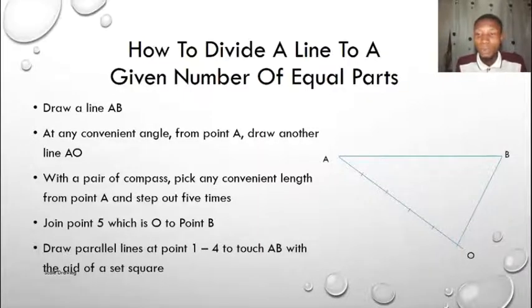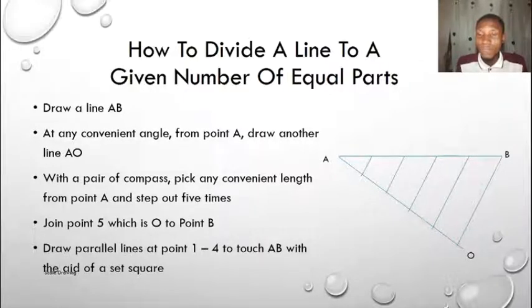So you have your points OB, and the next thing you have to do is to draw parallel lines at points 1, 2, 3, and 4 to touch the line AB. These lines are parallel to the line OB. If you do that, it's going to give you this.